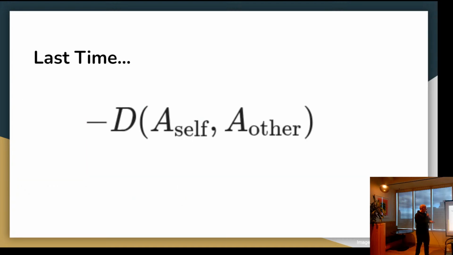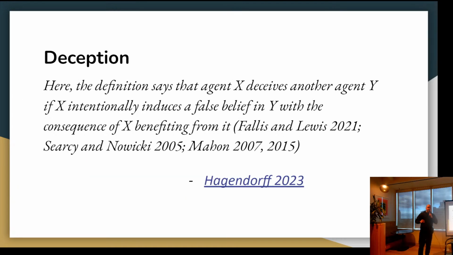Okay. Self-other overlap. The reason that we're doing this in the first place is to prevent deception. There's a whole bunch of different ways that a superhuman intelligence might do harm to us or do something bad that we don't want. One of those things is deception, and we would like to prevent it happening. Due to the Hagendorff 2023 paper, the definition says that agent X deceives another agent Y if X intentionally induces a false belief in Y with the consequence of X benefiting from it. I didn't read the original citation from 2021 or the originals from like 2007.